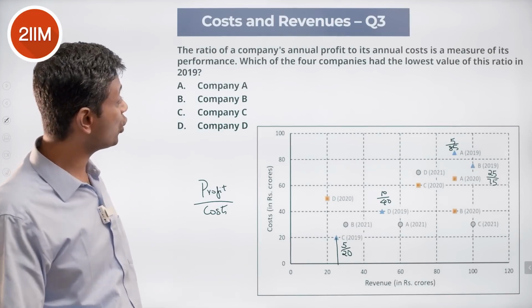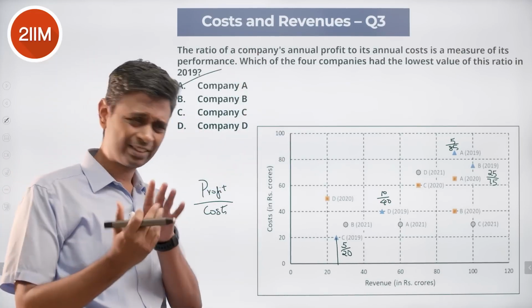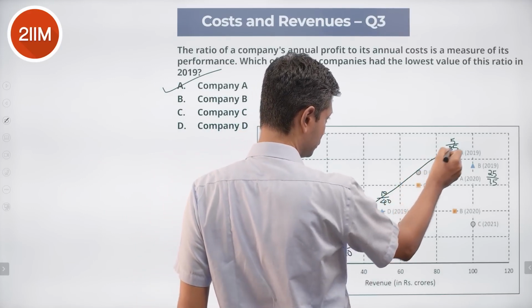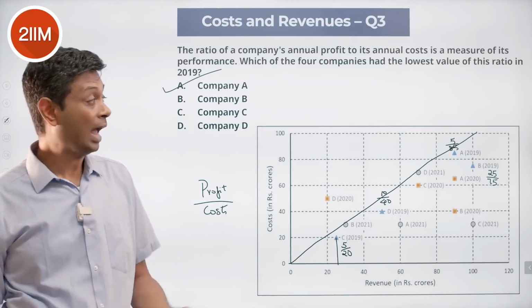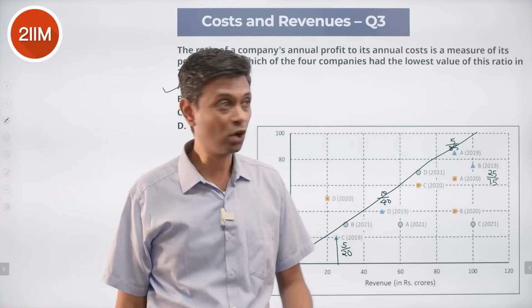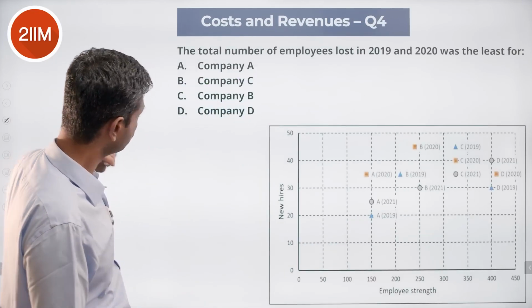Therefore, the company that has the lowest value of this ratio is company A. Close to this tram line. If you're close to this, your profit number is very small. The numerator is very small and the cost is way higher. Cost is high, low profit, high cost. Profit by cost, lowest company A.